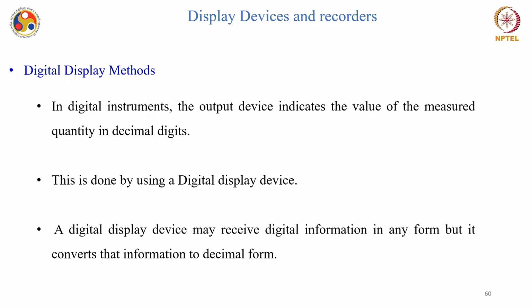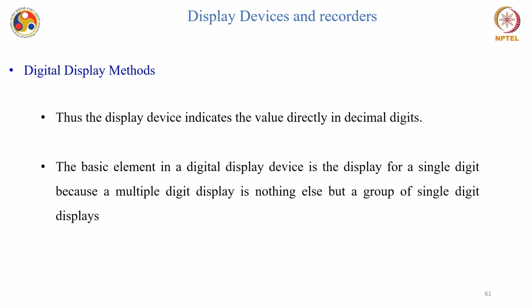A digital display device may receive digital information in any form, but it converts that information to decimal form. The input can be analog as well as digital. It may have a converter inbuilt, but it will always process that in decimal form. Thus, the display device indicates the value directly in decimal digits. The basic element in a digital display device is the display for a single digit, because a multiple digit display is nothing but a group of single digit displays.